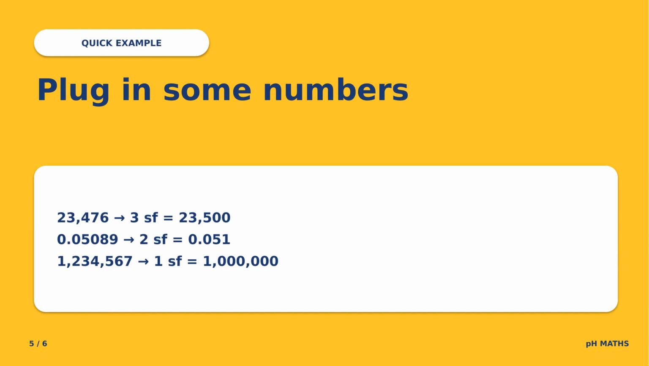Quick example. 23,476 to 3 sig figs is 23,500. Round the 4th digit, keep 3 meaningful digits. 0.05089 to 2 sig figs is 0.051. And 1,234,567 to 1 sig fig is just 1 million.